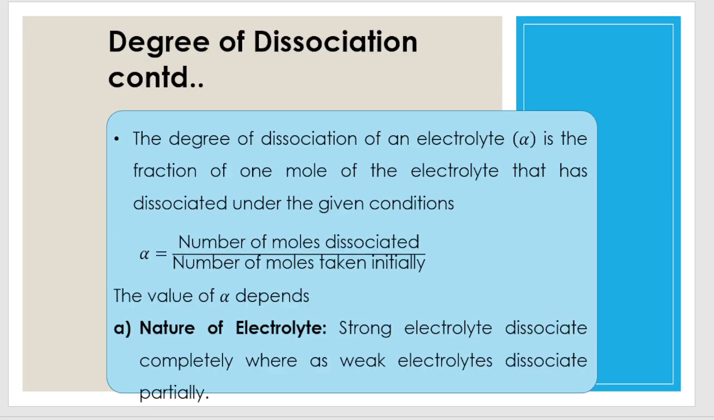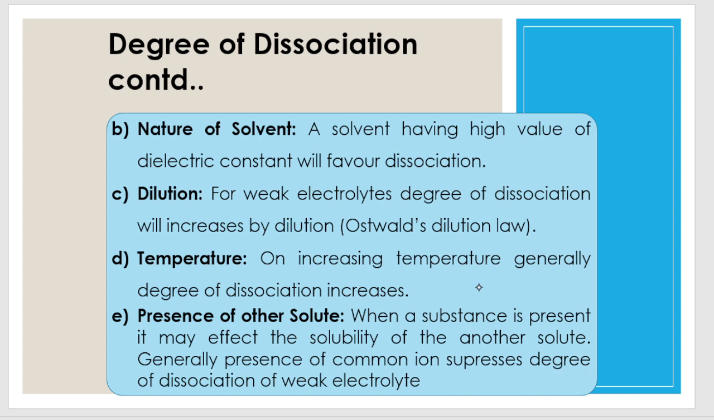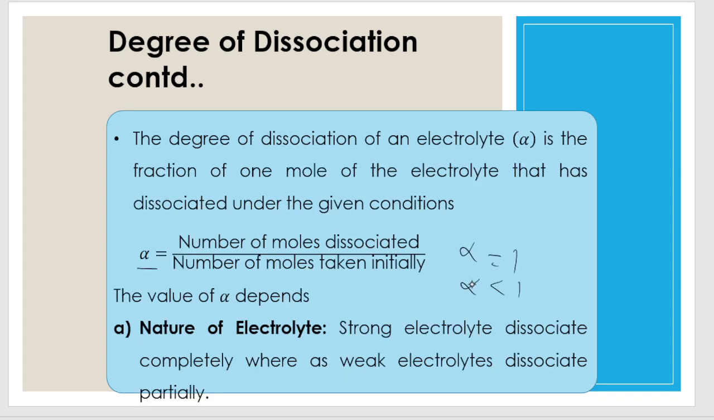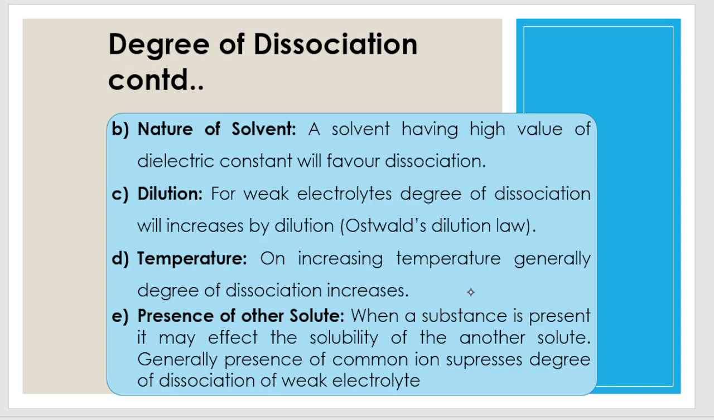The formula for degree of dissociation is how many moles we have taken, so that how many moles are dissociated. The number of moles dissociated divided by number of moles taken is nothing but alpha, and this alpha is 1 for strong electrolyte, and alpha is less than 1 for weak electrolyte. The dissociation or ionization definitely depends upon factors like nature of solvent, dilution, temperature, etc.